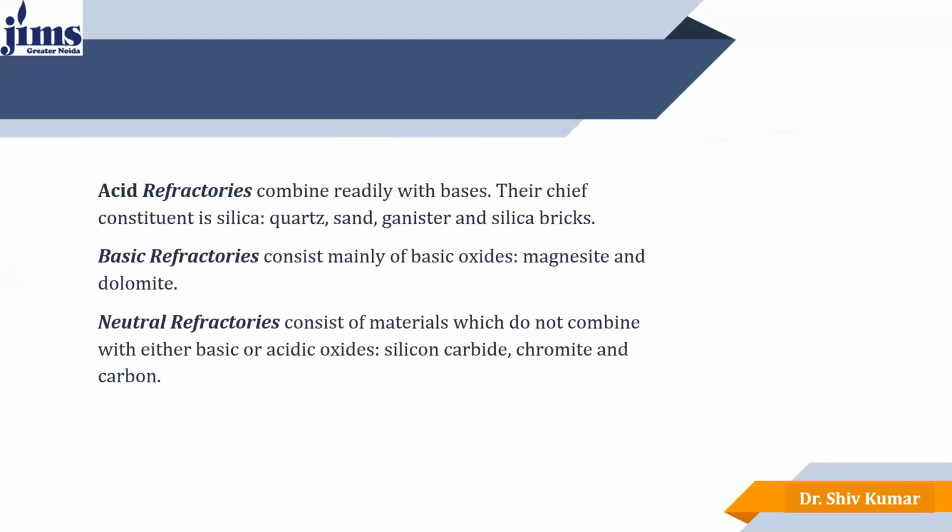The first one is the acid refractories, which combine readily with bases. Their chief constituents are silica, quartz, sand, ganister, and silica bricks. So these are resistant to acid. The next is the basic refractories. They consist of basic oxides, magnesite, and dolomite. These are acid resistant refractories. And next is the neutral refractories. They consist of materials which do not combine with either basic or acidic oxides: silicon carbide, chromite, and carbon.